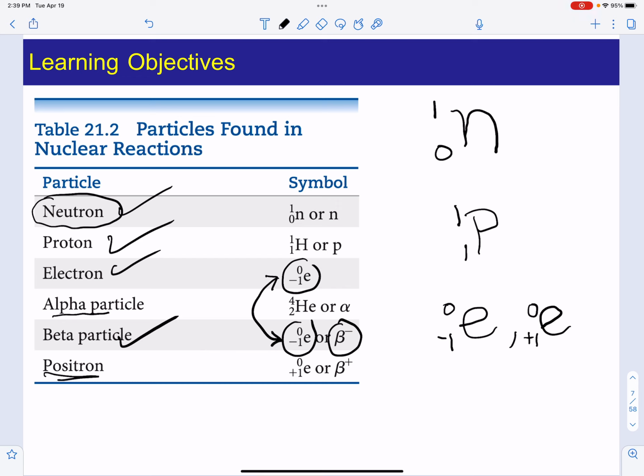So the only one we have remaining is an alpha particle. And an alpha particle is nothing more than helium, two protons, two neutrons. Two protons is going to have two electrons, right?